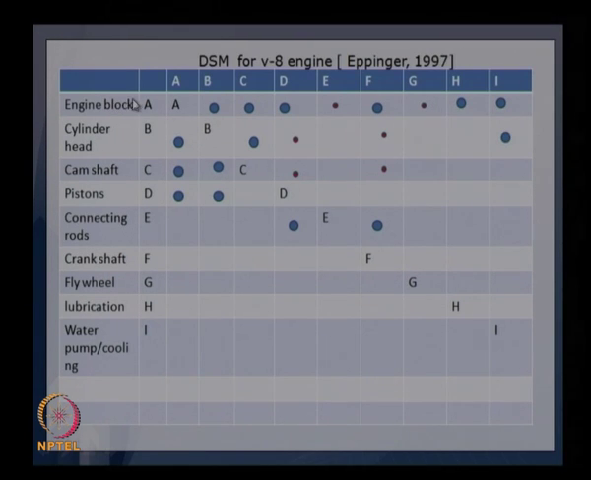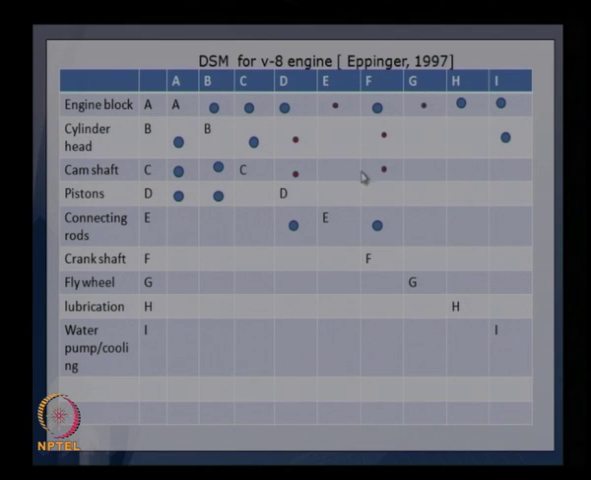The rows actually represent which inputs are required by this particular block. Suppose the engine block designer, what are the inputs required by them from other sources? Those are marked here as circles, dark circles with strong interaction. So, you need a lot of information from B, the cylinder head, from C, camshaft, and from D, the pistons, and this interaction is not so strong, so it is shown as a very small circle. For connecting rods, you do not need that much information for the design of the engine block.